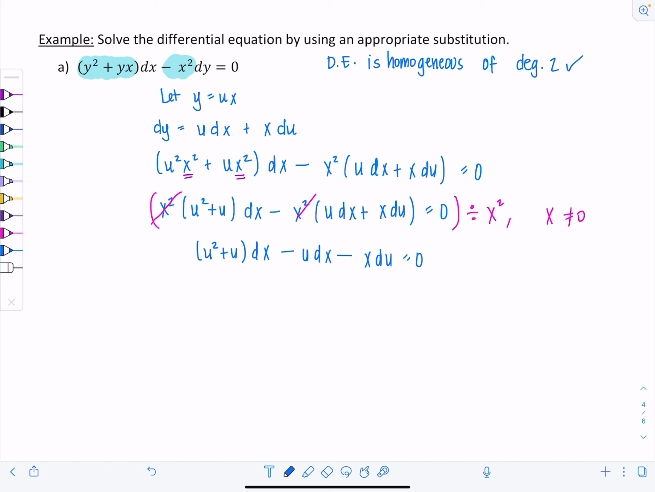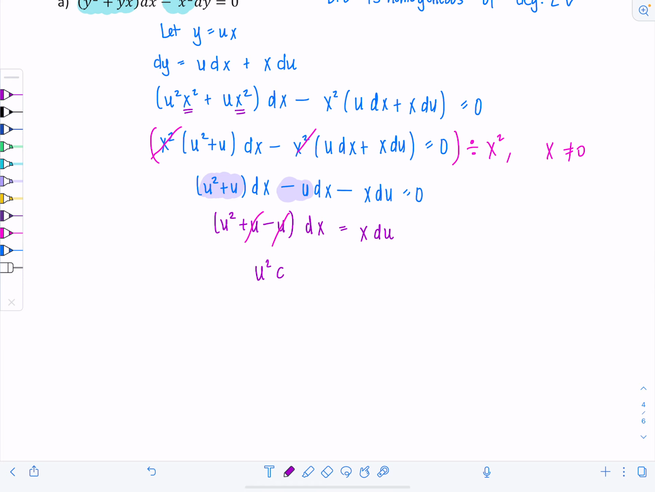Now I should be left with a differential equation that is separable, all right? Let's group all the terms together that have a dx. So there's u squared plus u minus u. So we've got u squared plus u minus u dx. And then let's just move the x du to the other side. And then these u's cancel out here. And I have u squared dx equals x du.